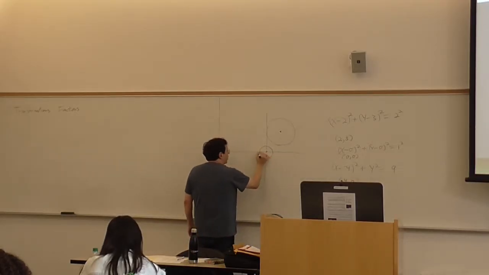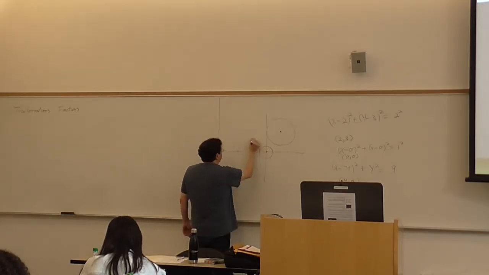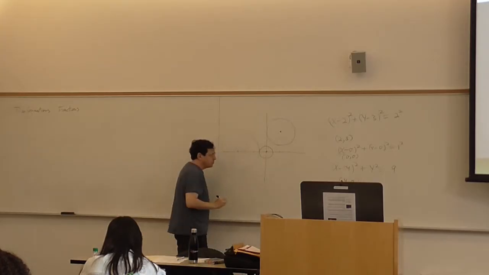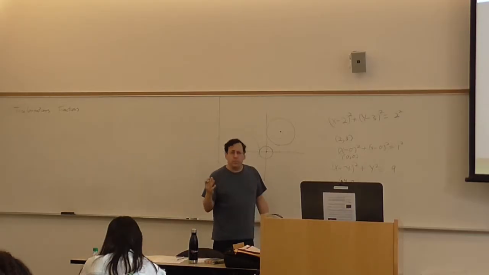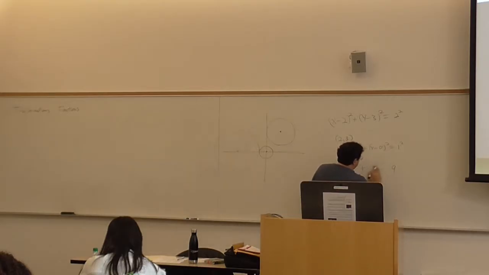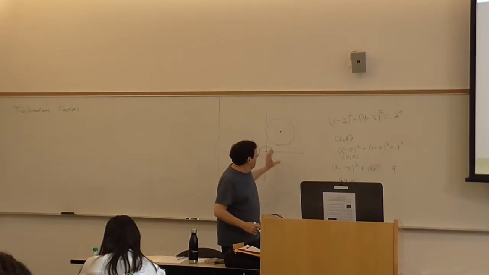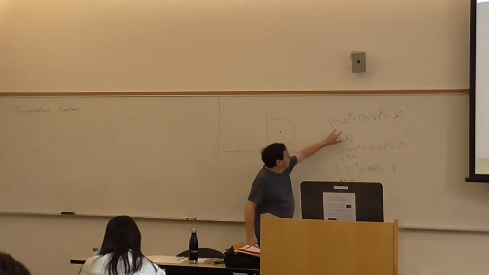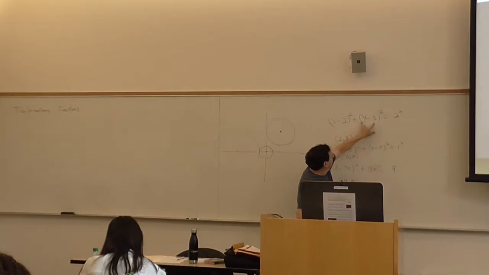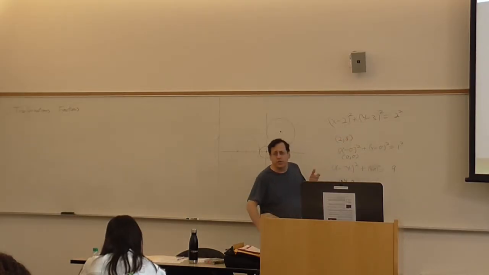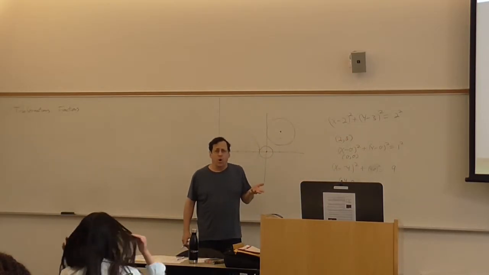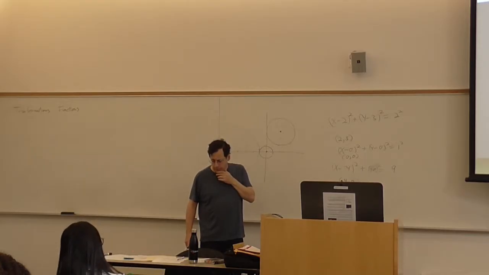So 1, 2, 3, 4, and then it'll have a radius of 3. Should have written this y minus 0. And I want you to have that in mind when we start talking about transformations. We move the circle around by changing this h and k here, but the h and k is what I subtract from x and y. I'm adding to it.